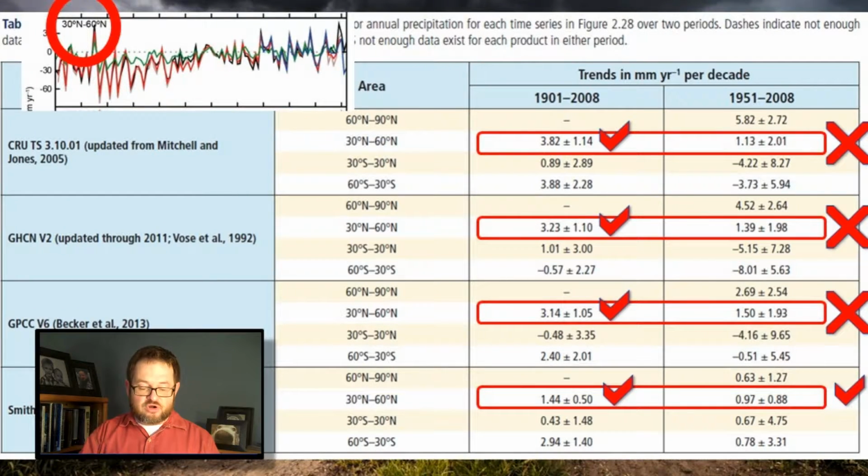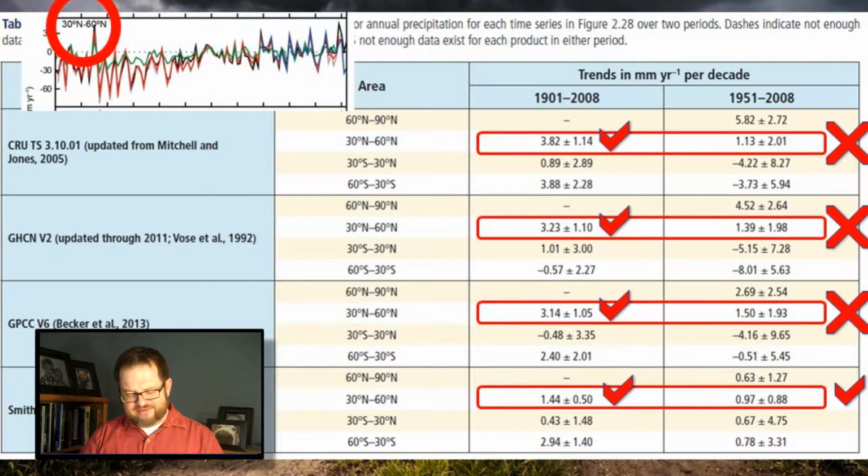You can see for the longer period, all of the data records actually indicate that there is a statistically significant trend. See how all those ones in the 1901 to 2008 column, I marked with a check. They all are statistically significant. They all have a 90% confidence interval that does not span 0. We know that those trends are positive. Okay, based on the observations, we can now say in a scientifically rigorous way that there is a trend.